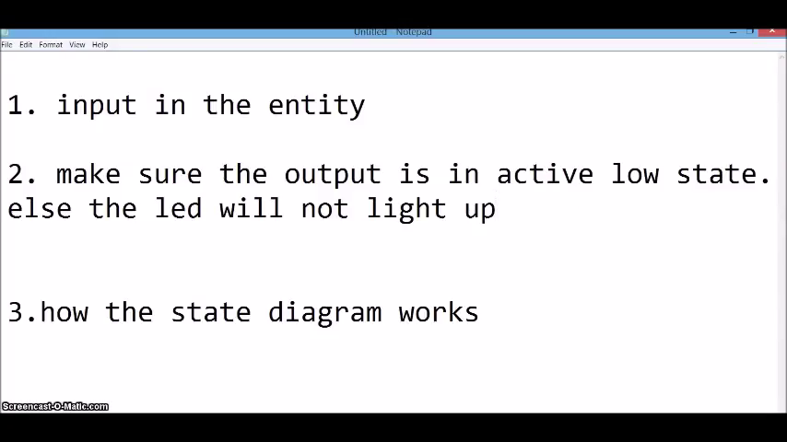When we first started the project, we encountered problems. The first one is we need to determine what the input is inside the entity, because the relationship between the input and output depends on A and B. The second one is that we need to make sure the output is in active node state, otherwise the LED will not light up.